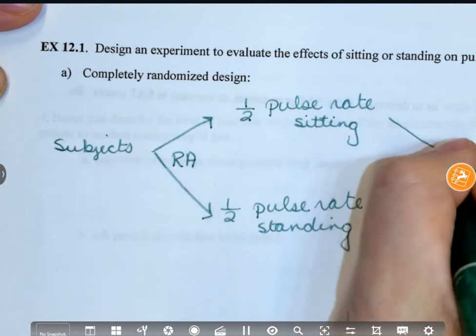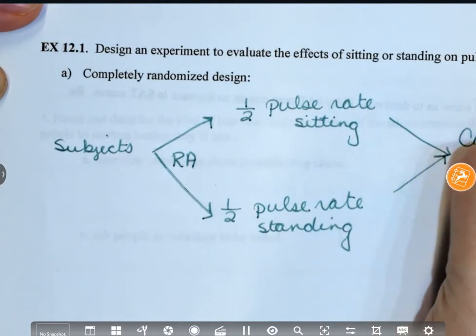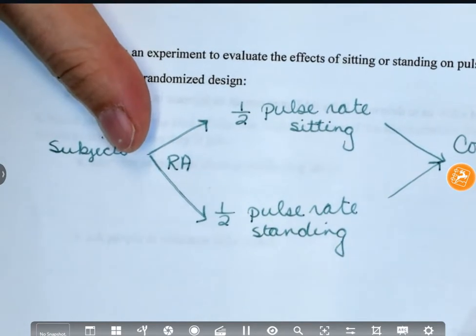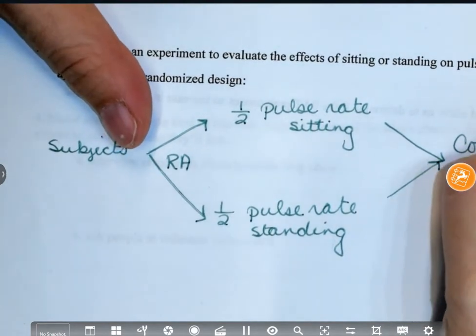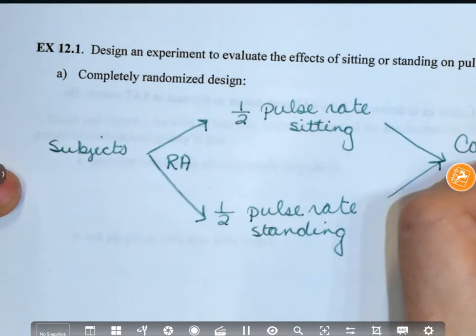And then all I'm going to do is I'm going to compare. That's not how you spell compare. There's no I in that, I don't think. Shut up, don't laugh at me. I'm going to compare their heart rates.